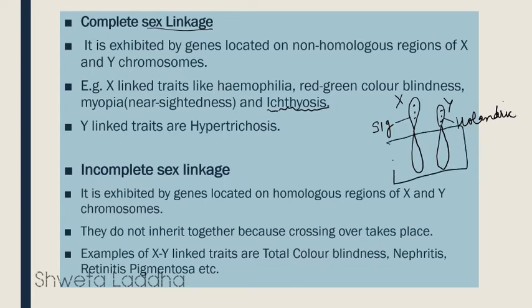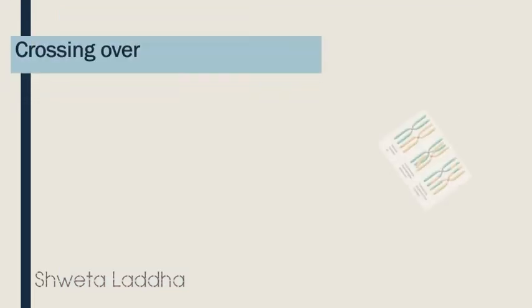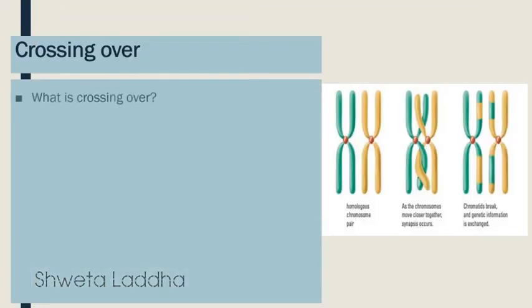But the genes that are located on the homologous part of X and Y chromosome show incomplete sex linkage. Non-homologous part shows complete sex linkage. Homologous part shows incomplete sex linkage. Crossing over. What is crossing over?